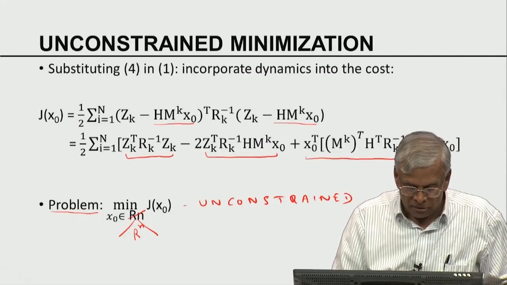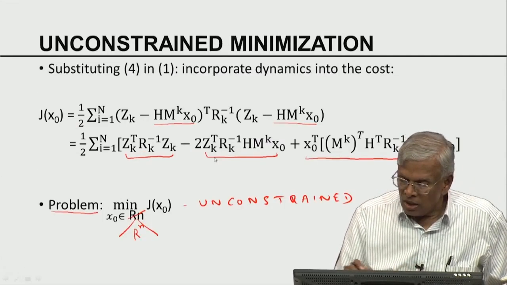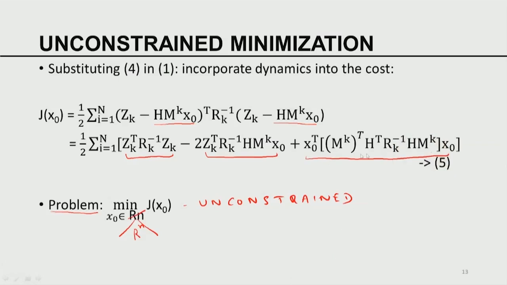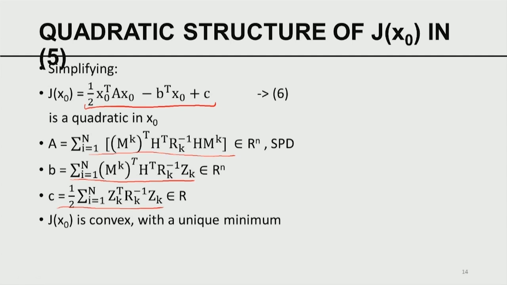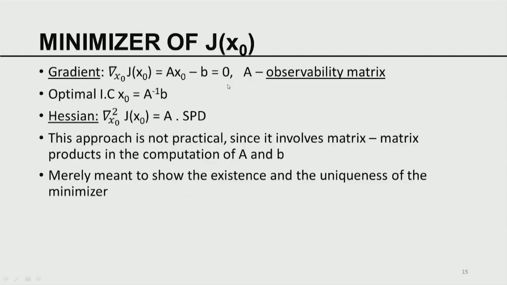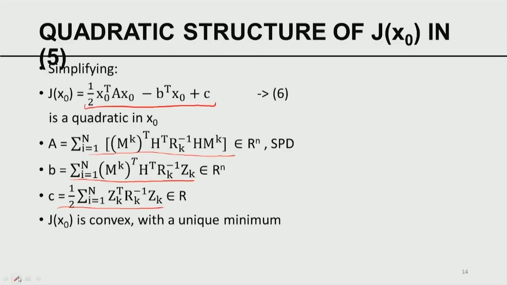So I would like you to be able to look at this now. J, so this is a sum of quadratic functions, this is a sum of linear functions, this is a sum of constant functions. So I can express J of x naught by using these substitutions, defining A, B, and C, as follows. So this is the expression where the new variables A, B, C are given in here. The reason for writing it with a one-half is because it's the quadratic function.